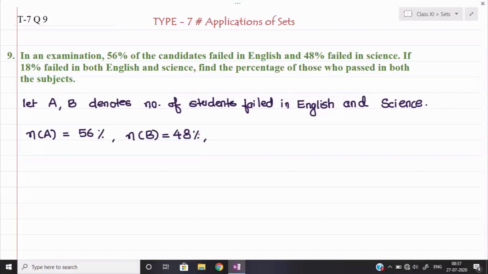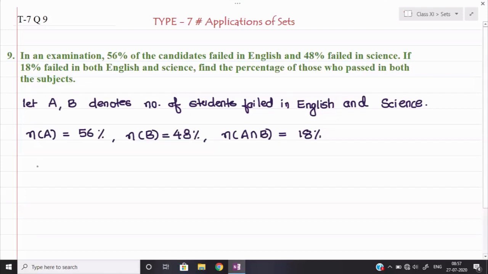And the third thing is also very clear. 18% failed in both English and science. So we can say that N of A intersection B is equal to 18%. That is also very clear. Now pay attention to the requirement. That is the only tricky part in this question. See, they are not asking how many failed in this particular category or in that particular category. They are asking the number of students who passed in both the subjects.